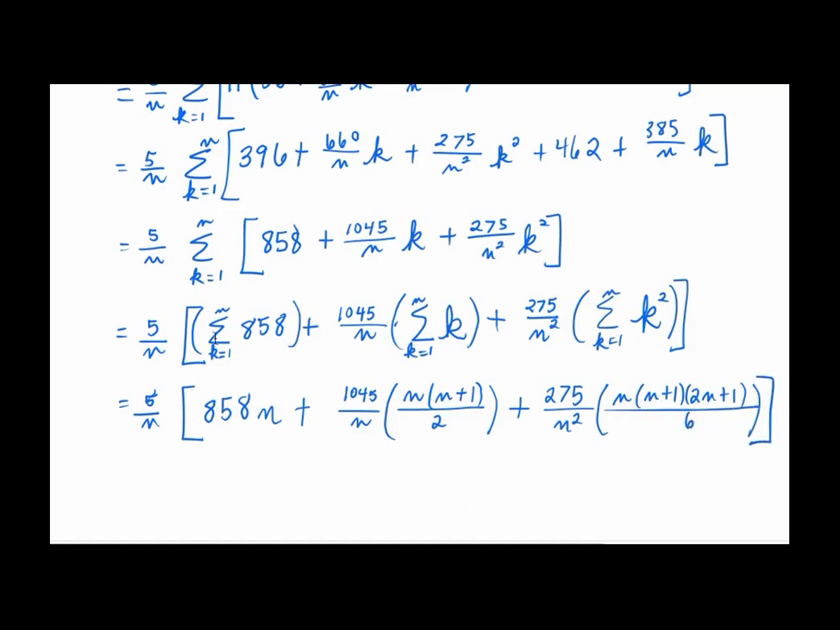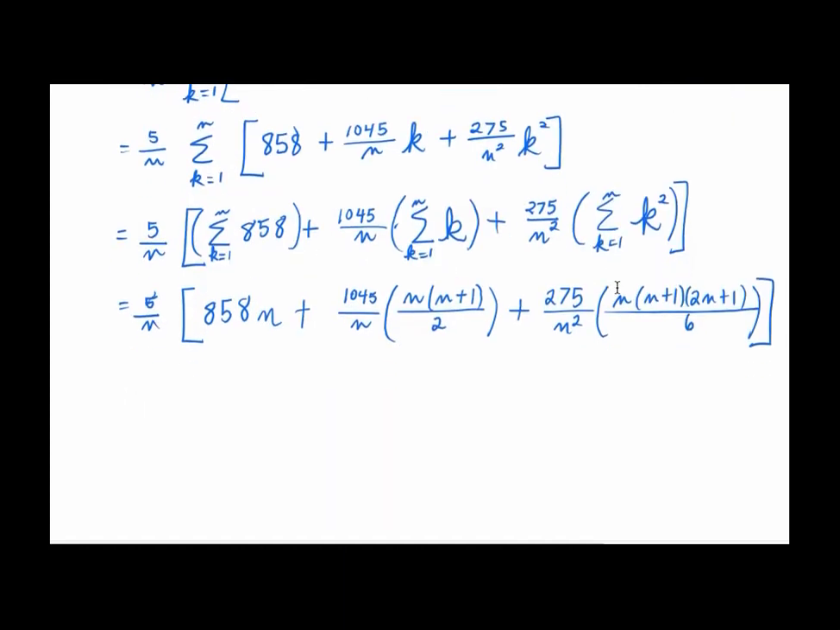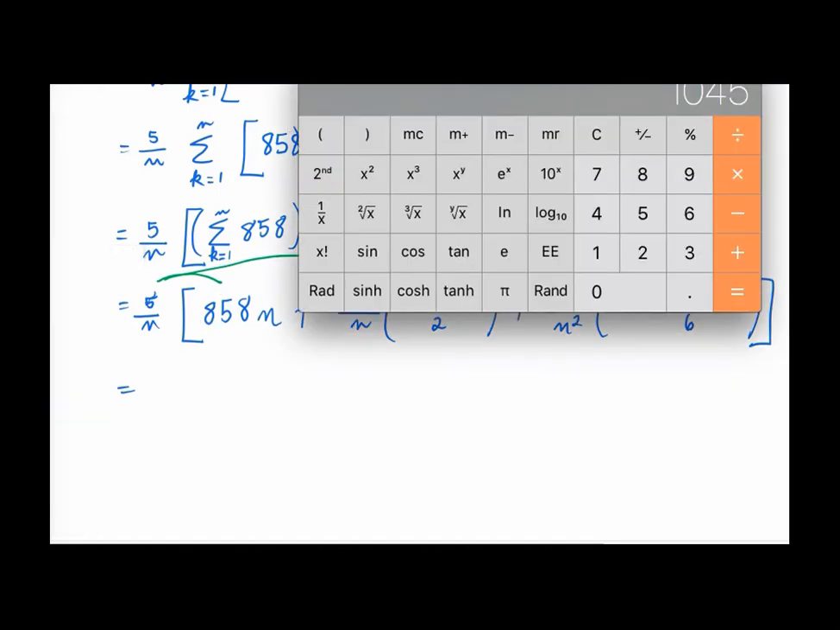Okay, so now we have gotten rid of all of these summation symbols by finding the summations in terms of n. So now from here we can go ahead and simplify. So I'm going to distribute this 5 over n out and do some simplification in here as well. So when we distribute the 5 over n over each of the 3 terms, in the first one, that n cancels with that n, and we're just left with the constant 858 times 5.